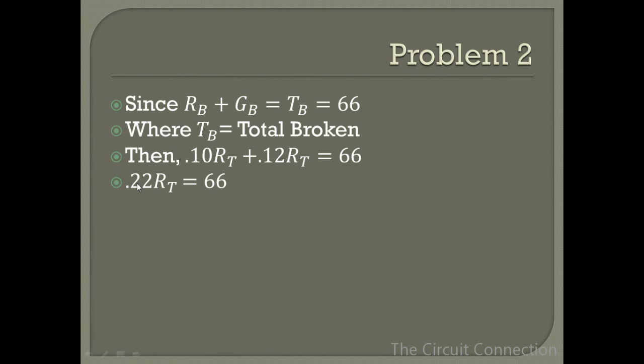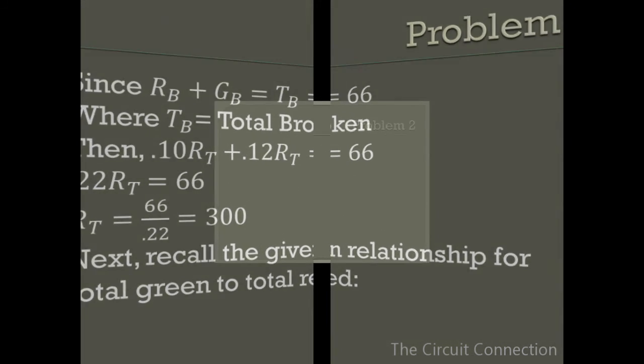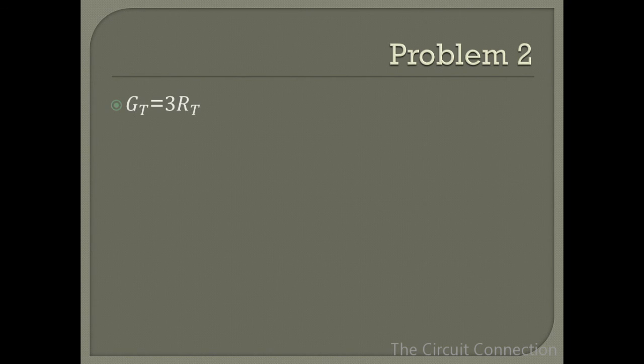So now we add those two together and we have 0.22 R sub T equals 66. And then just rearranging with some algebra to isolate R sub T, we have R sub T equals 66 over 0.22, which gives us an ending evaluation of 300. So next, recall the given relationship for total green to total red. So we have R sub T is 300 there.